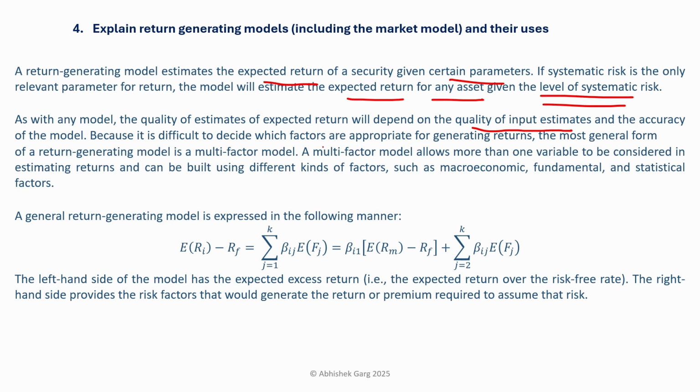Now, since it's difficult to decide which factors are appropriate for generating returns, the most general form of a return generating model is a multi-factor model. That means you use more than one factor to determine the expected return. It allows more than one variable to be considered in estimating returns and can be built using different kinds of factors such as macroeconomic factors, fundamental factors, statistical factors.